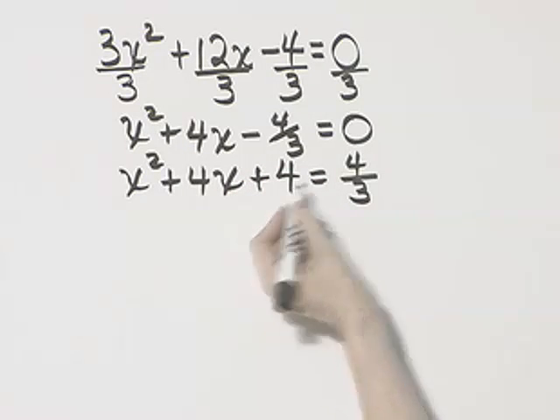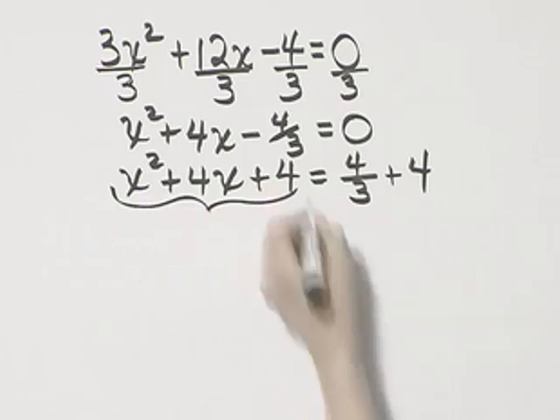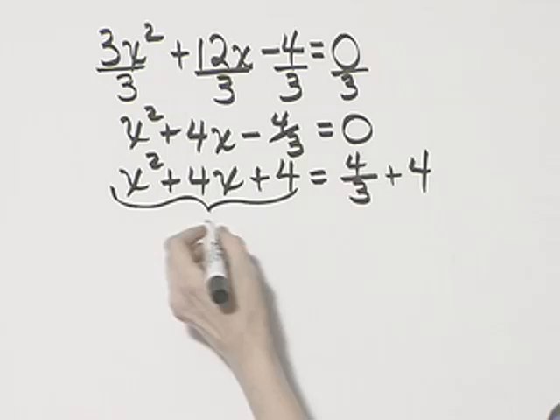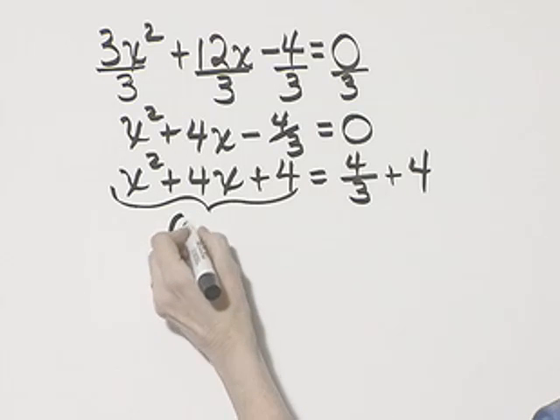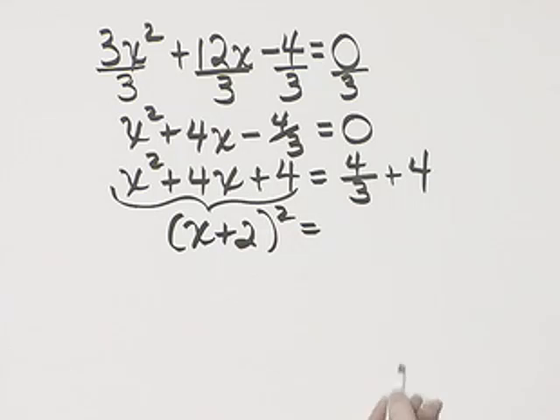If I add 4 to this side, I must add 4 to the other side of the equation so that it remains equivalent. Now this is a perfect square trinomial. If you factor, it factors as x plus 2 times x plus 2, or x plus 2 quantity squared. And what does that equal?